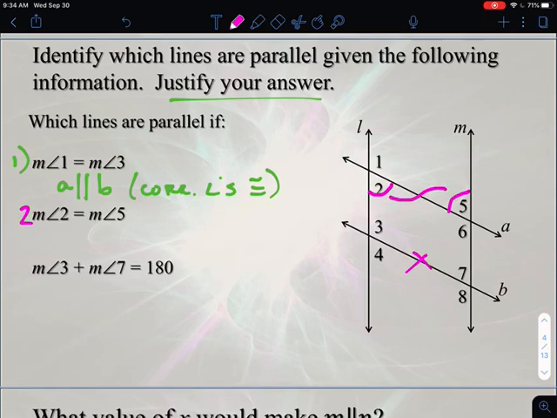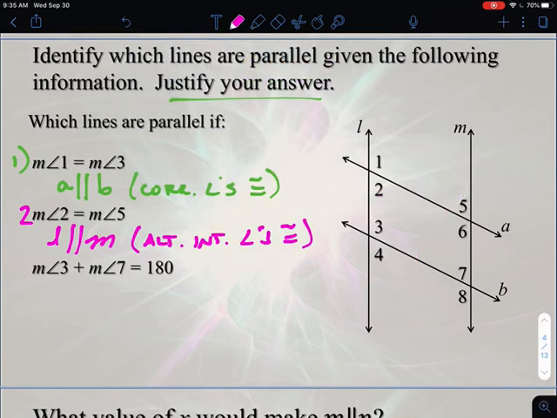If I look at these two angles, they are alternate interiors. So line L would be parallel to line M because I have alternate interior angles that are congruent. If I have an angle pair that I know about and I know they're congruent or supplementary, I know that those angles, or the lines that they touch, have to be parallel.